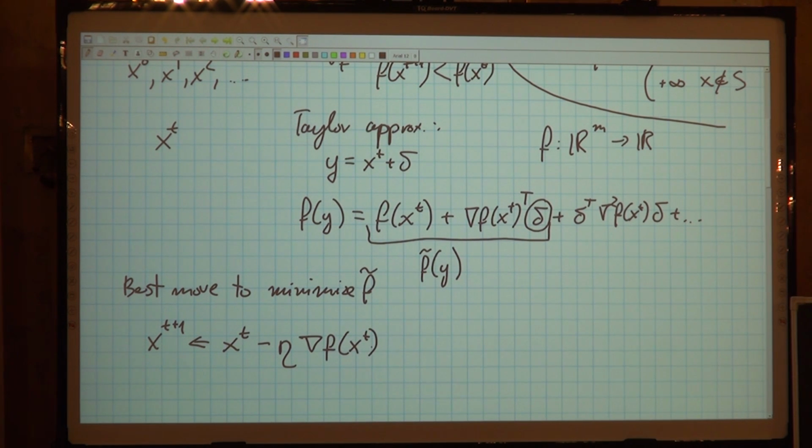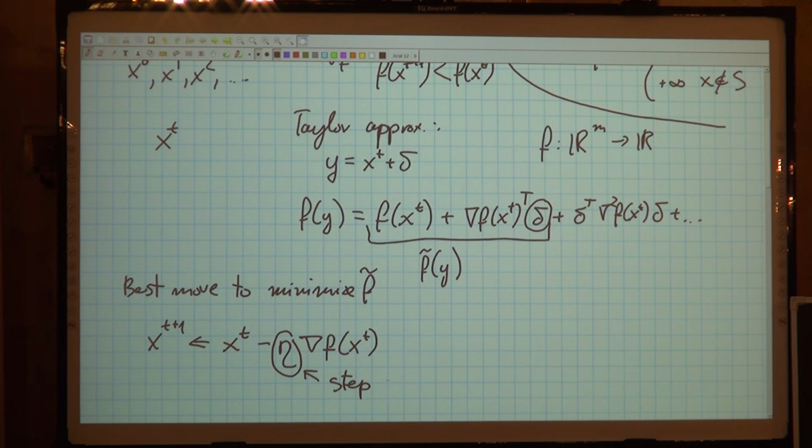How much you care about the difference between f of y and the value of the approximation? Well, that's where the devil is in the details. We care about it a lot, because if this approximation were exact, then I could finish my minimization in one step, right? That's exactly why we have the step size eta here.